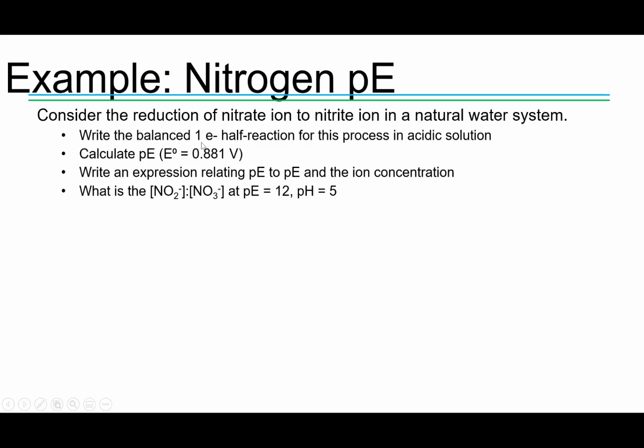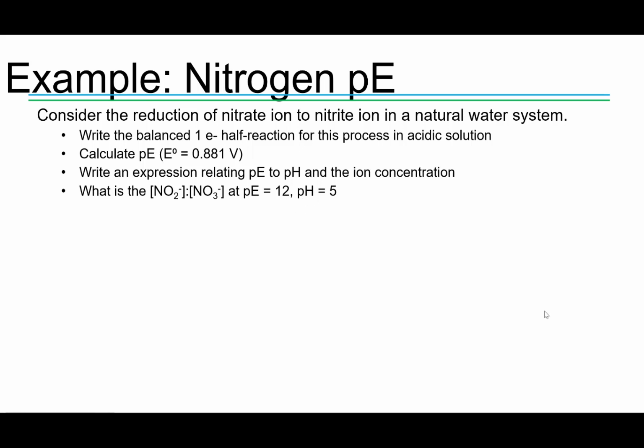We need to write the balanced one electron half reaction for this process in acidic solution. We need to calculate the pE0, having been told that the standard cell potential for a reduction reaction is 0.811 volts. We need to write an expression relating pE to pH and the ion concentration. And we need to determine the nitrite to nitrate ratio at a condition where the pE of solution is 12 and the pH of the solution is 5.